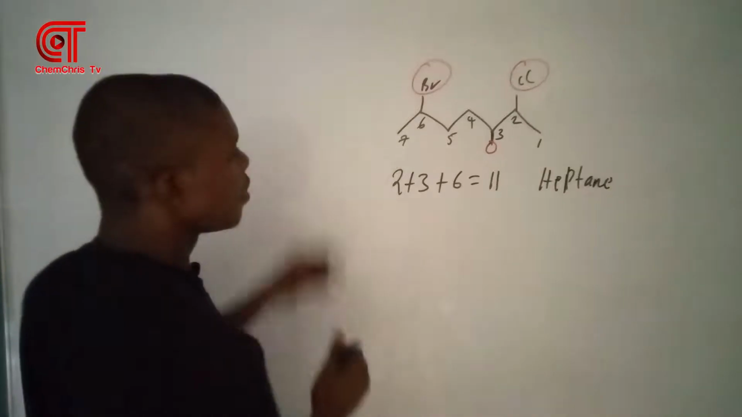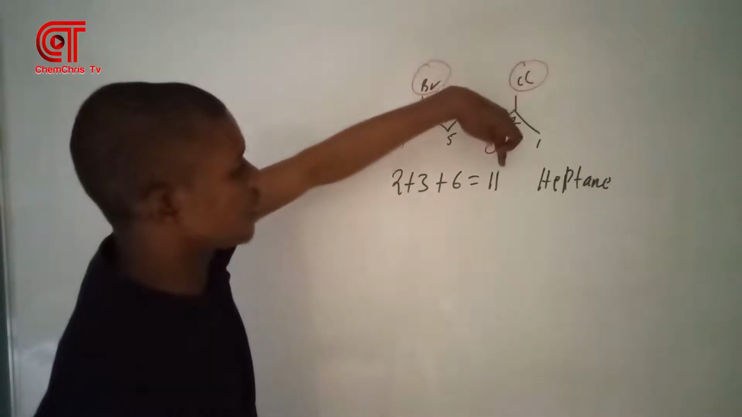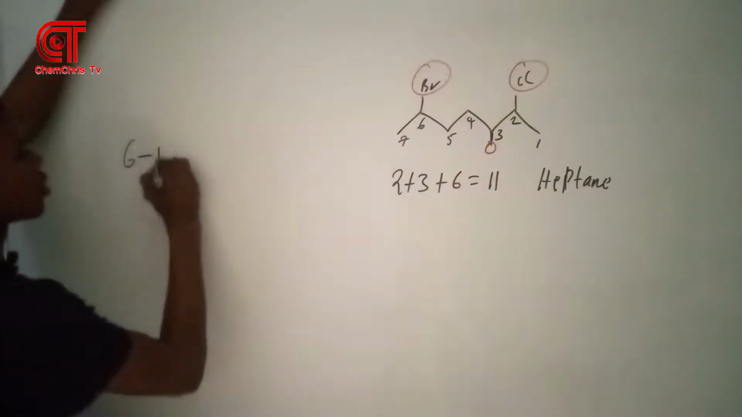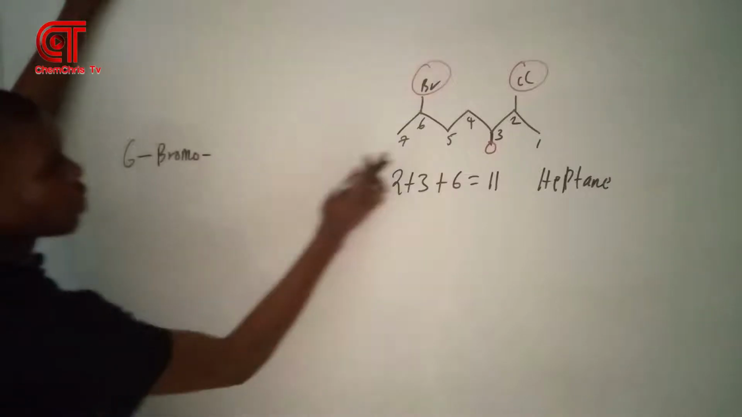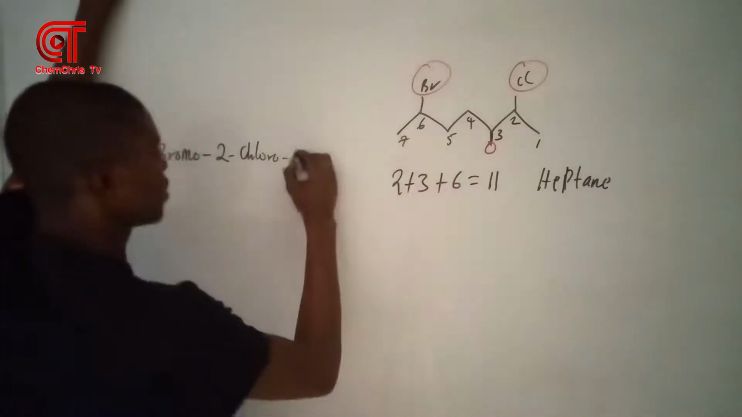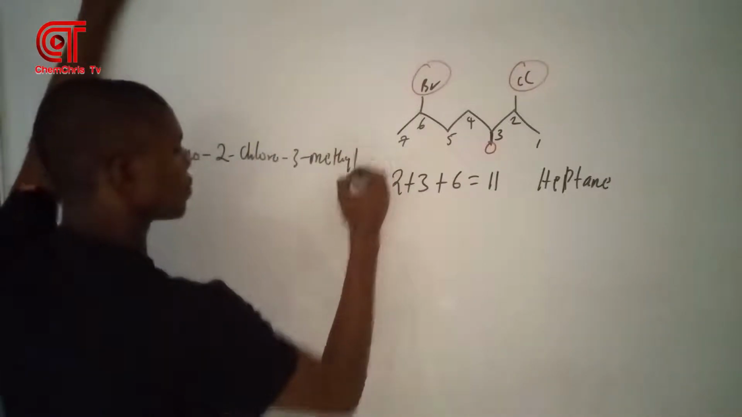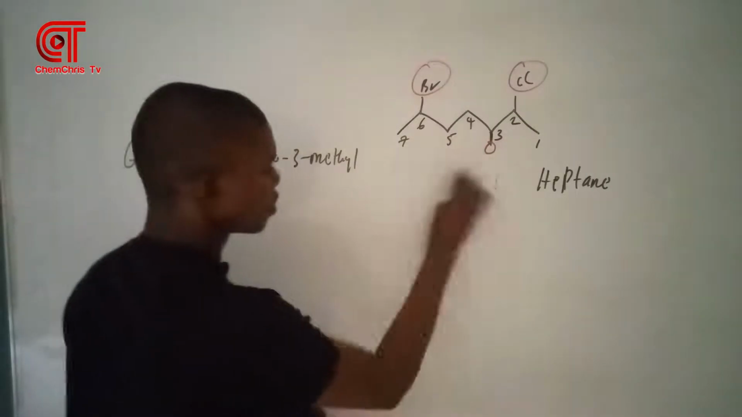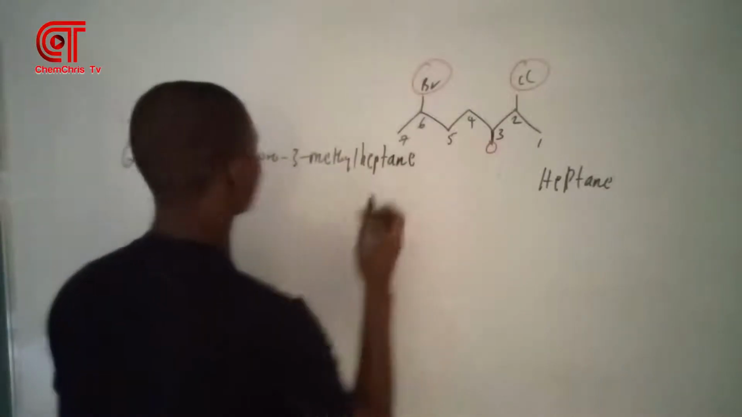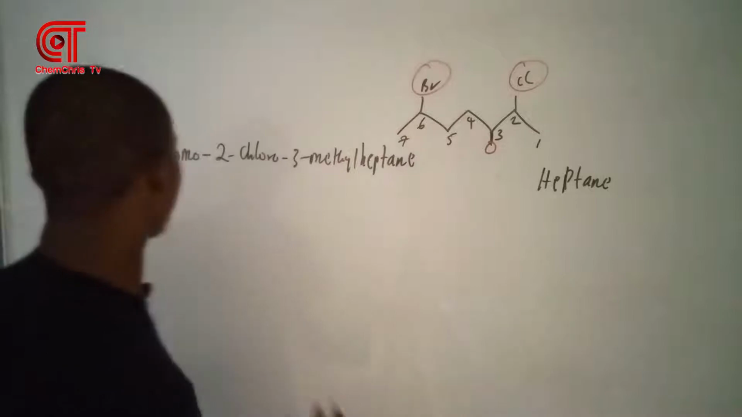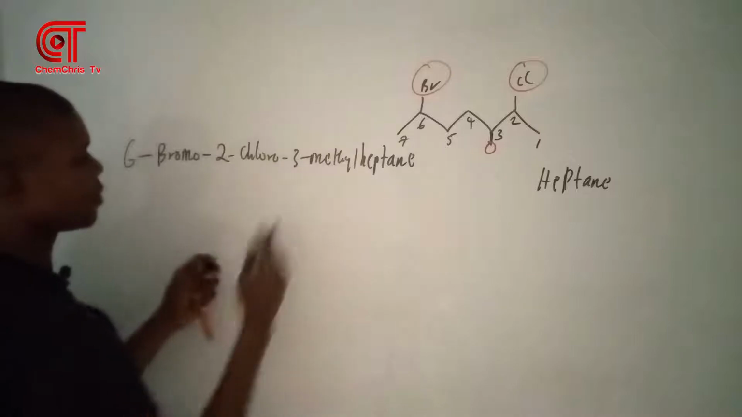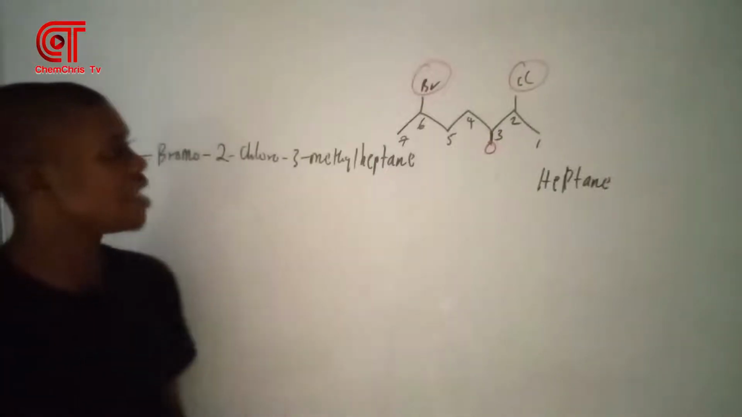Remember, B will come before C, and C will come before N, right? So in naming this, we are going to have 6-bromo, then 2-chloro, then 3-methyl, and 18. So that will be the name of this compound here. Remember, numbers and letters are separated by a hyphen, a dash here. Very good. So you must separate them. So this is the name of this structure.